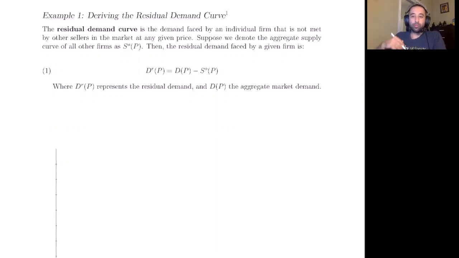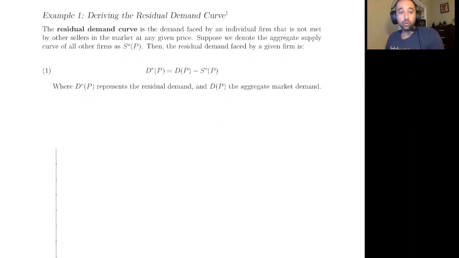And in this video, we're going to build off of some of the stuff we were talking about in the previous video about perfect competition. And I really want to show you concretely why that price taking condition exhibits that flat line that an individual firm faces in a perfectly competitive market. And the entire idea has to do with a concept called the residual demand curve.